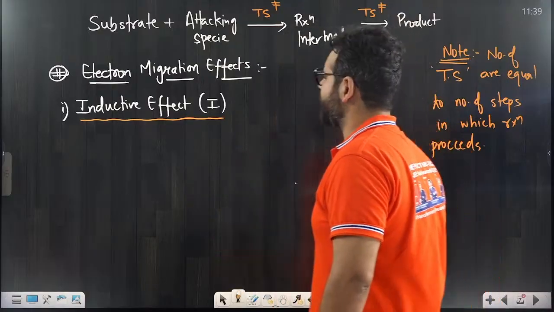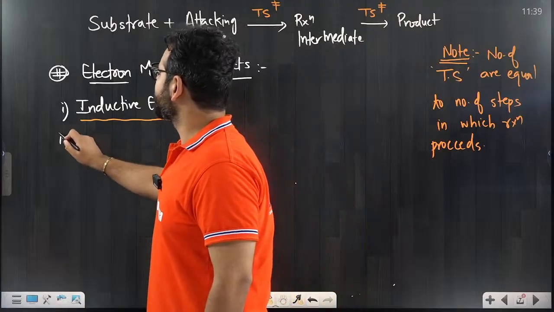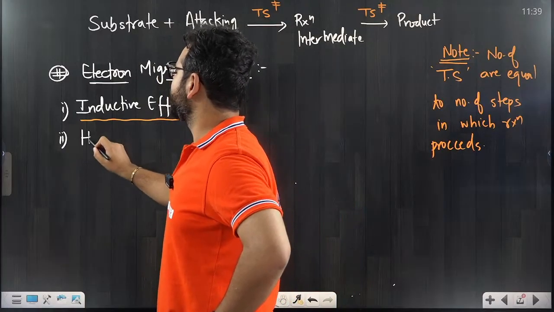It's a very weak effect. Then the second effect is called hyperconjugation effect.